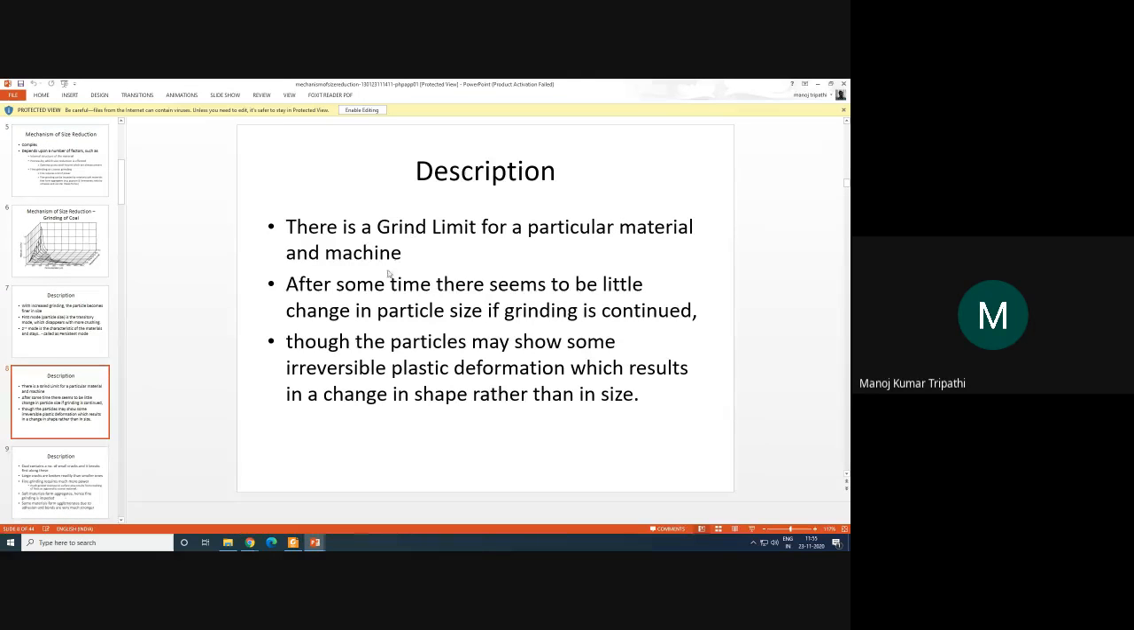Okay. And there is something called grind limit, which is there for a particular material and a particular machine. So for this particular machine and this material, there is a grind limit. That is, there is a size limit to which you can grind the material. After that, even if you continue grinding, it will not change the particle size anymore.